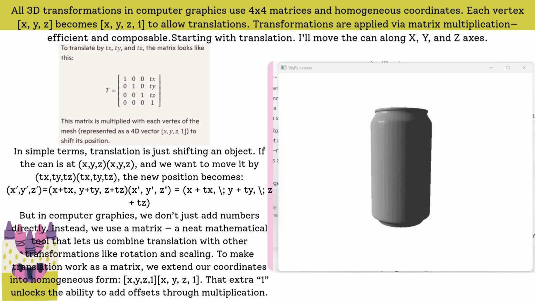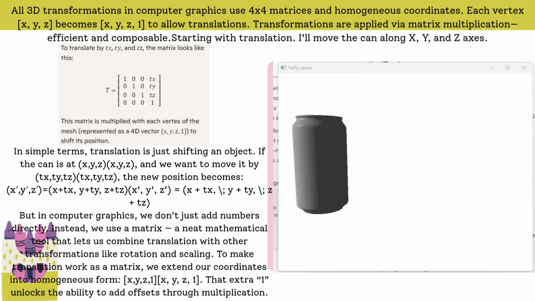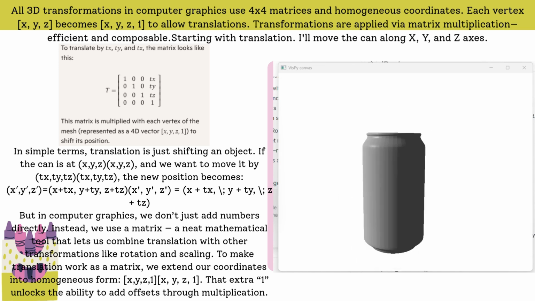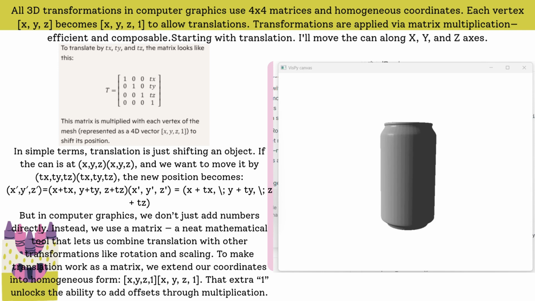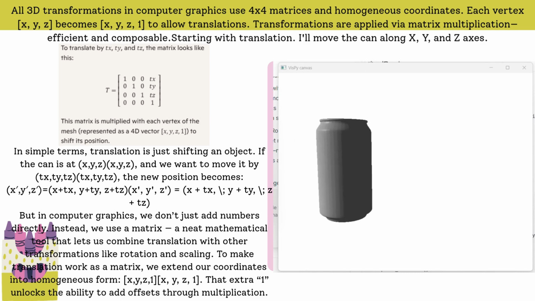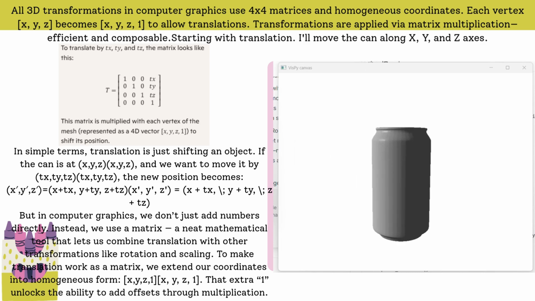as shown. But in computer graphics, we don't just add numbers directly. Instead, we use a matrix, a mathematical tool that lets us combine translation with other transformations like rotation and scaling. To make translation work as a matrix, we extend our coordinates into homogeneous form. The extra one unlocks the ability to add an offset through multiplication.